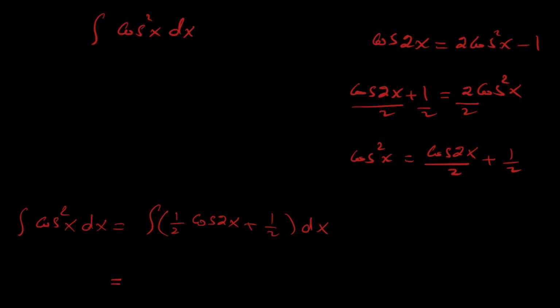So now, what is the integral of 1 over 2 cosine 2x? Integral for cosine 2x is sine 2x over 2, and we have 1 over 2 outside, it becomes 1 over 4, plus integral for 1 over 2 is 1 over 2x plus constant, and that's it.